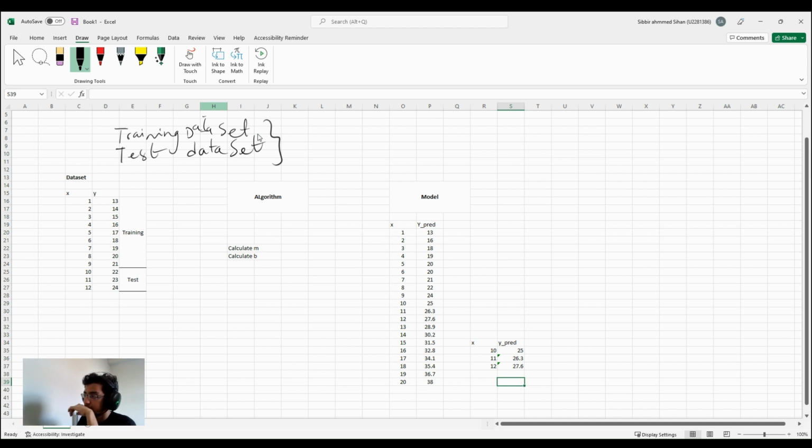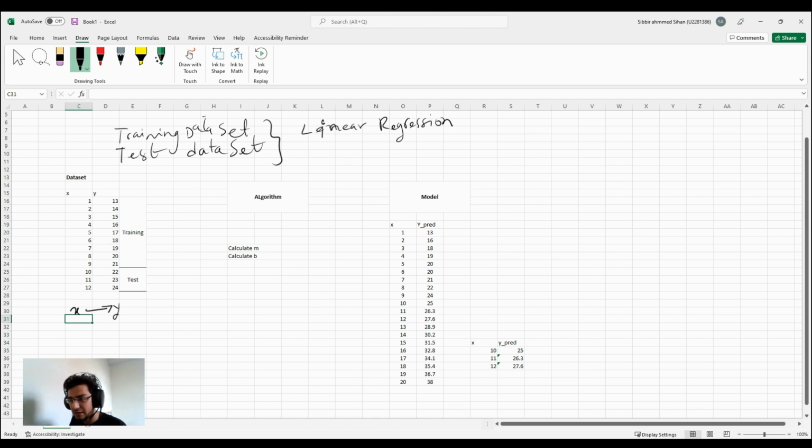So let's say, and we'll understand it through the lens of linear regression. Okay. Through the lens of linear regression, we're going to understand the training dataset and the test dataset. So let's say we have a dataset which consists of x and y value. And what we have to do is we have to train our model based on the x. What do I mean by based on the x? X is going to be our independent variable, and y is going to depend on the x.